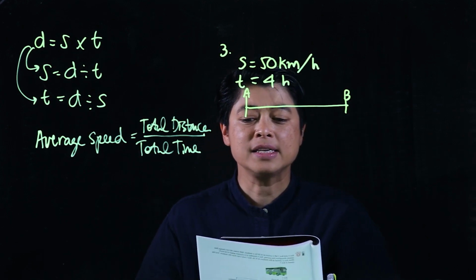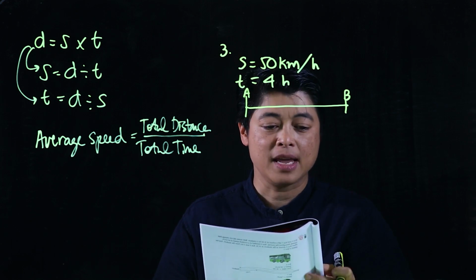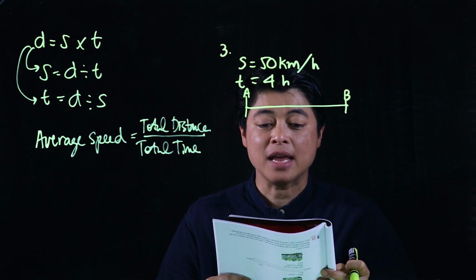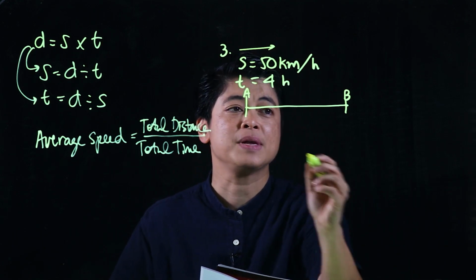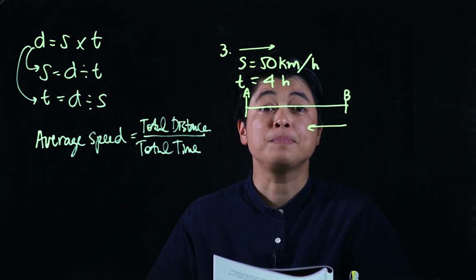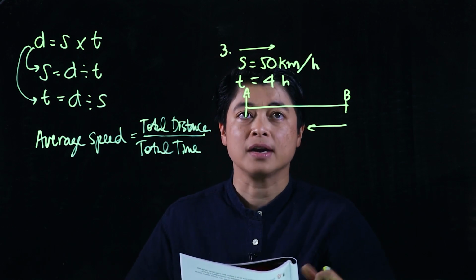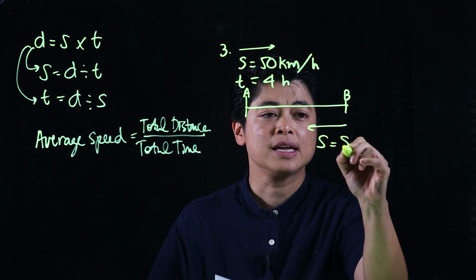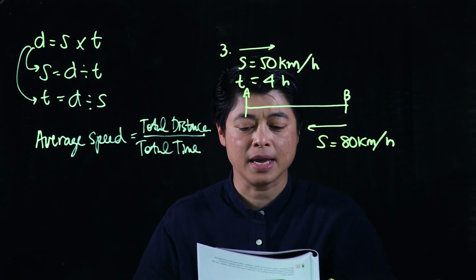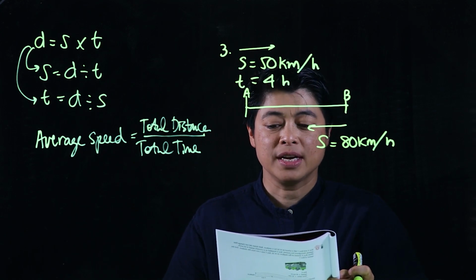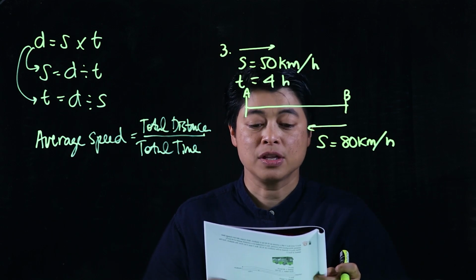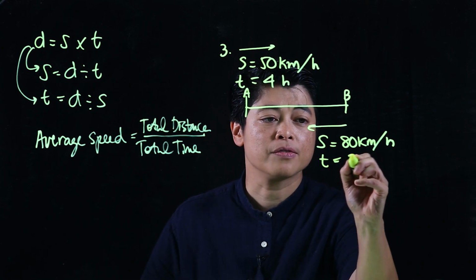On his return journey from town B to A, so going this way, going back, it says he traveled at an average speed of 80 kilometers per hour. So that means speed is 80 kilometers per hour. Then the question is, how long did Mr. Omar take on the return journey? So this is what we're looking for, the time.